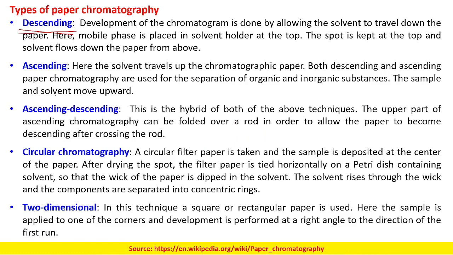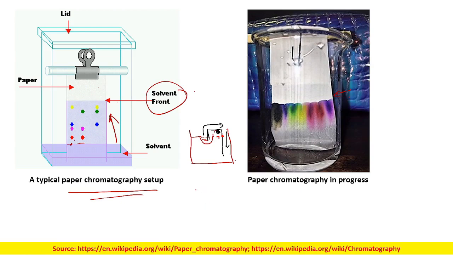Next, ascending, I have already told you the point which we have discussed. This is the ascending one. Then we have ascending, descending. It is very simple. Again, all of this will be done within a closed chamber. So initially ascending, then descending, ascending, descending paper chromatography.